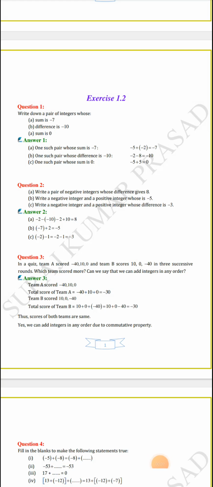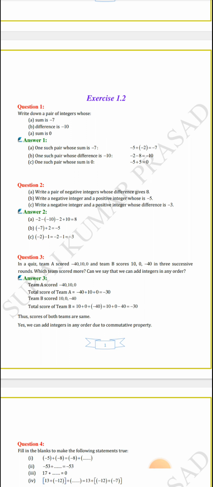Exercise 1.2. First question. Write down a pair of integers whose sum is minus 7, difference is minus 10 and sum is 0. Answer. We must get the sum of two integers as minus 7. So one such pair whose sum is minus 7 is minus 5 plus minus 2 equals minus 7, as plus into minus is minus, so minus 5 minus 2 is equal to minus 7.